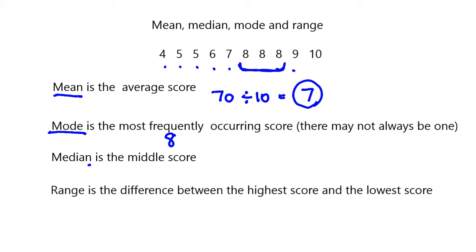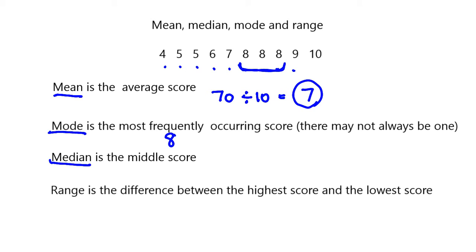The median is the middle score. What's very important to remember when we're working out the median is that to work out the middle score, you need first to put the scores in order, from either smallest to largest or largest to smallest. And as you can see, these scores are already going in ascending order. So I need to work out where the middle is.